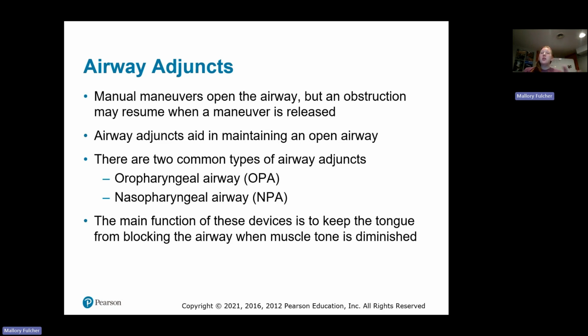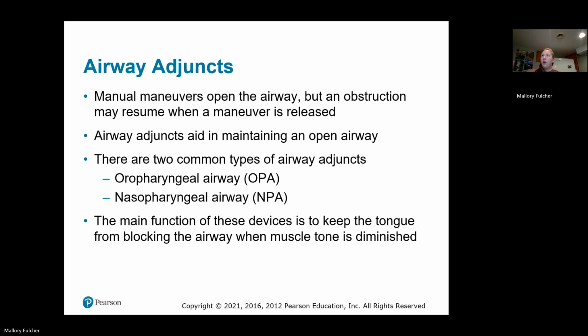Sometimes it'll work initially, and then your hands get tired, so you're not doing the movement as effectively, or the patient is getting worse, so there's more secretions building up, all of these different factors. So what we like to do is use airway adjuncts in conjunction with the positioning of the airway. We've got two that we can use as EMRs, or actually all the way up to paramedics: the oropharyngeal airway, or the OPA, and the nasopharyngeal airway, or the NPA.